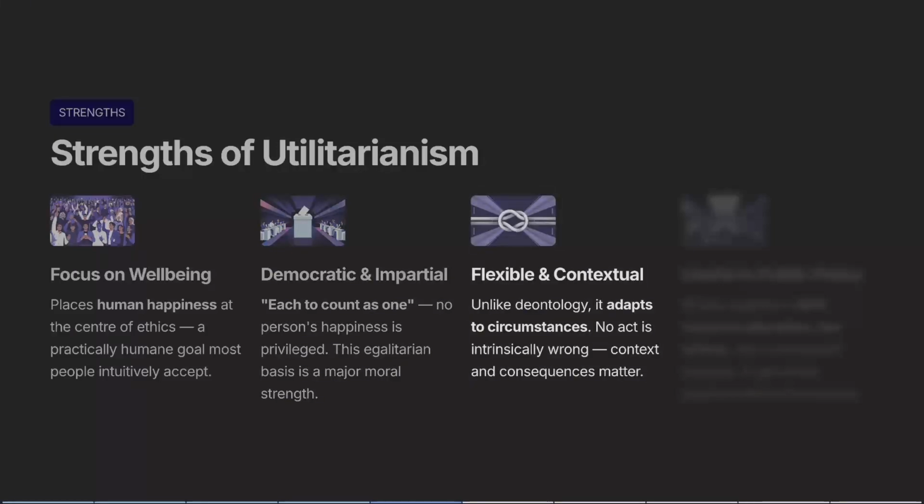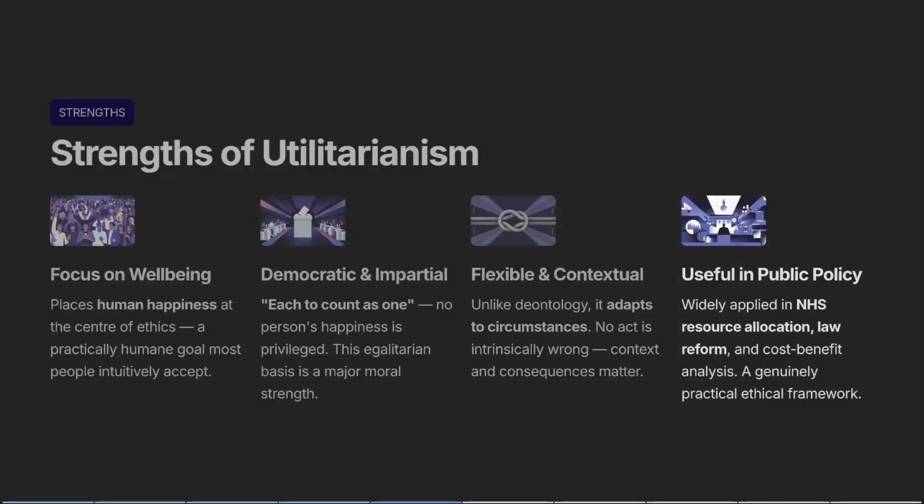Utilitarianism is also flexible because it focuses on consequences. It can adapt to different situations rather than insisting the same rule must apply in every case. And finally, it's useful. Its reasoning has been very useful and influential in areas like public policy, healthcare ethics, and economics, where decision makers often try to maximize overall well-being. So these are the strengths.